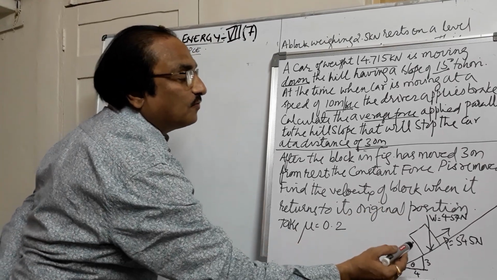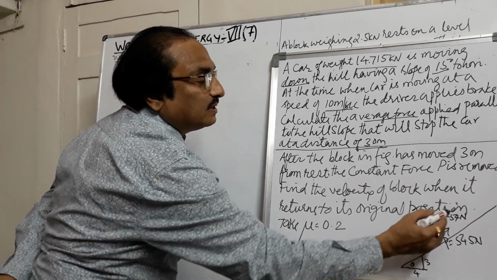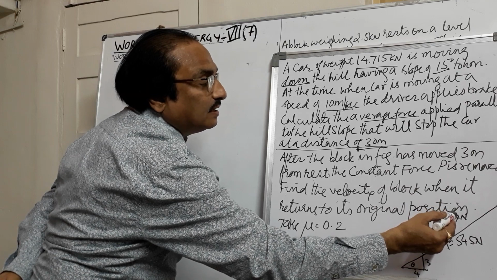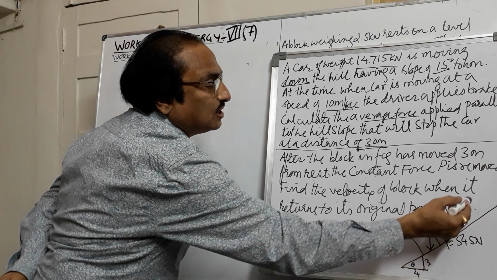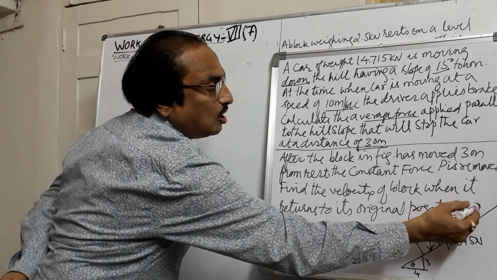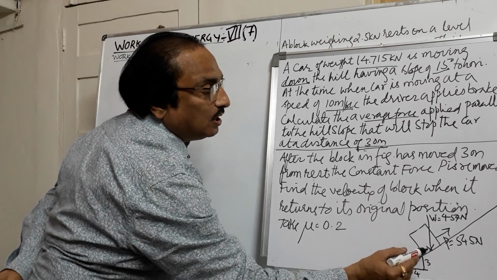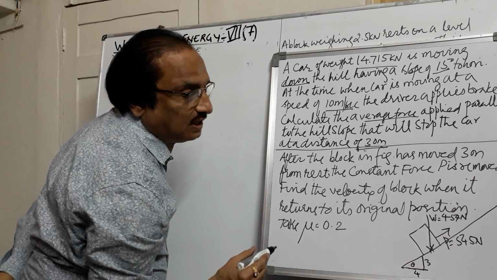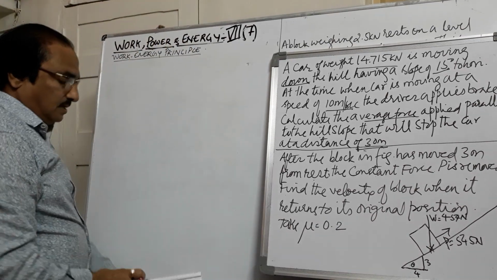Now here this is the block which is being pulled up the plane. Then it will reach a certain height and attain a certain speed. Then it keeps moving up till it stops at the top, and then it will come back to its original position. So it has been asked, if it has to come back to this position, what will be the velocity of the block? So let us see that part.